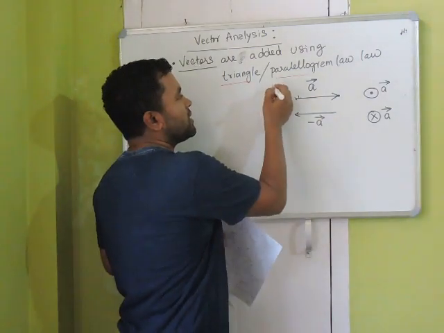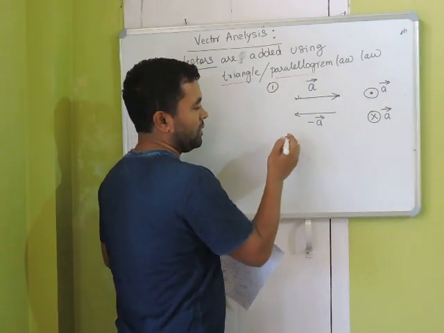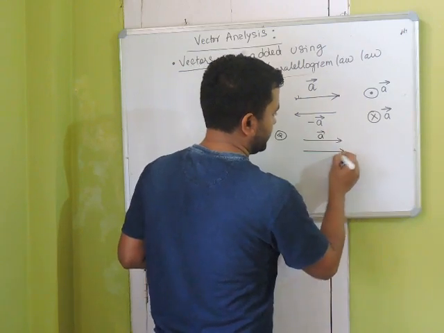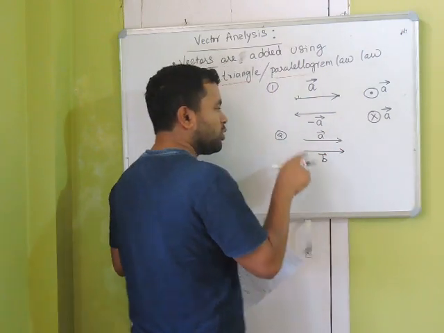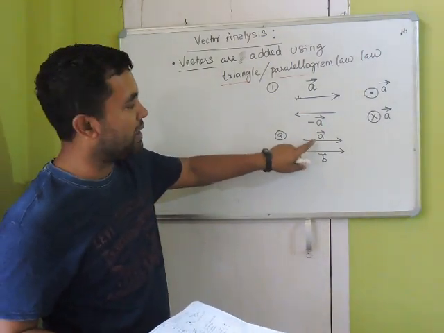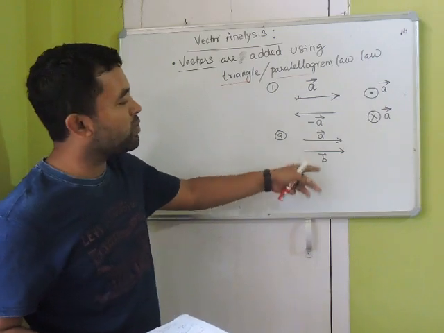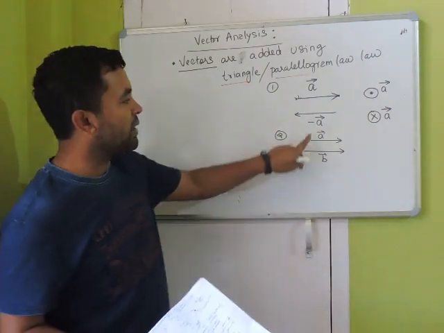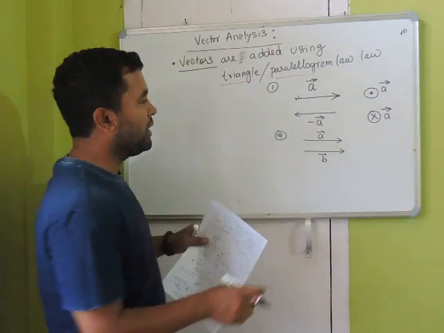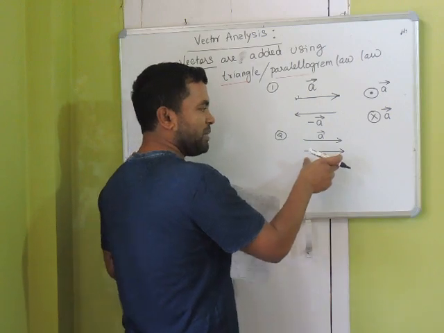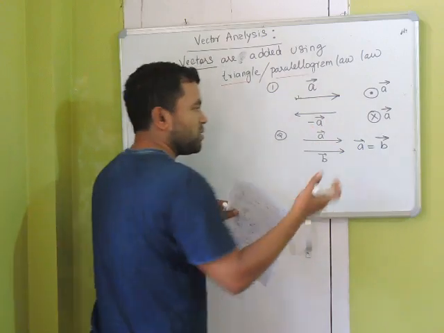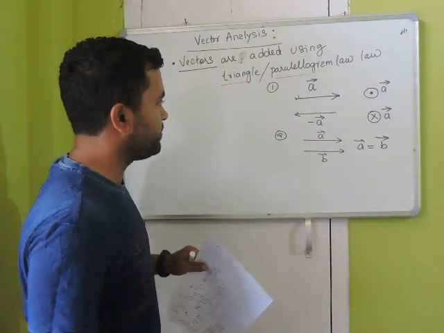Now the second idea. If you have two vectors A and B, they are said to be equal only if they have the same magnitude and the same direction. Of course, they should also be the same physical quantity; like if this is velocity, this should also be velocity. So two vectors are said to be equal if they have the same magnitude and same direction, and of course they should represent the same physical quantity.